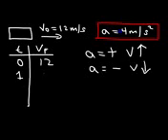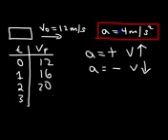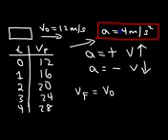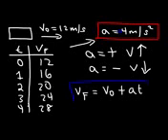So 1 second later, the velocity will now be 16. 2 seconds later, the velocity is 20. 3 seconds later, it's 24. 4 seconds later, it's 28. And so every second, the velocity will increase by 4 meters per second, because the acceleration is 4 meters per second per second. Now, the formula that you want to use to calculate final velocity is this equation: v final is equal to v initial plus at.